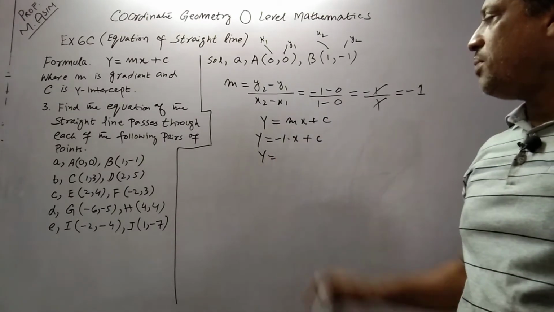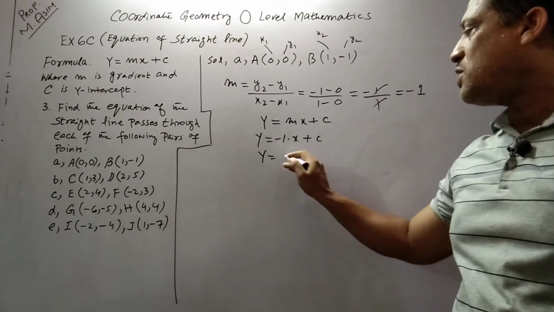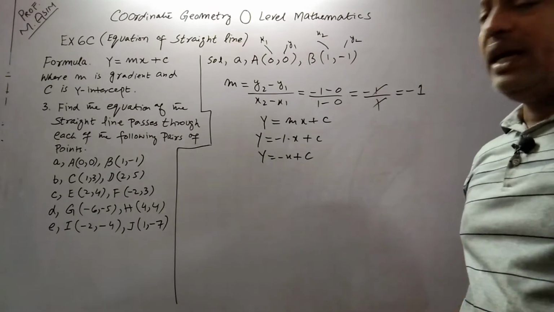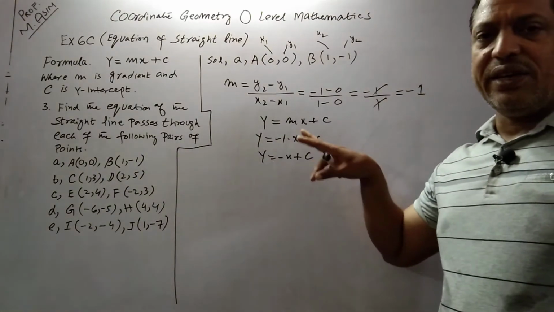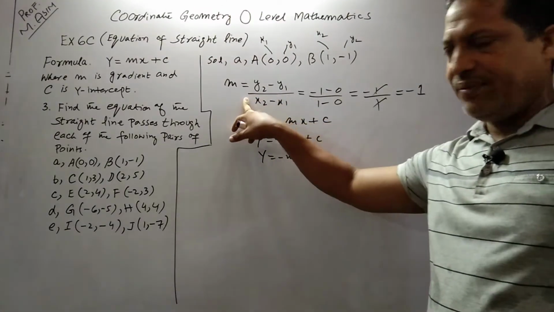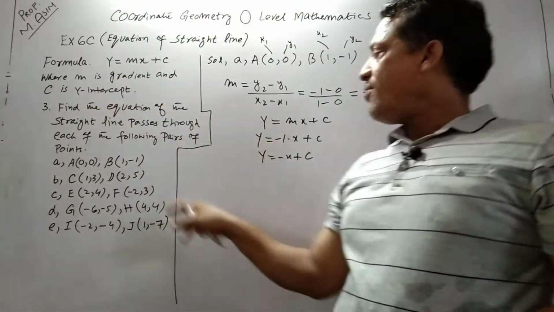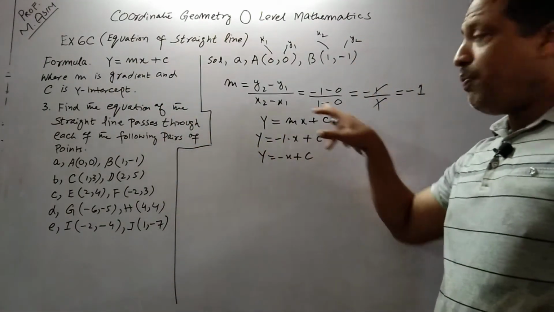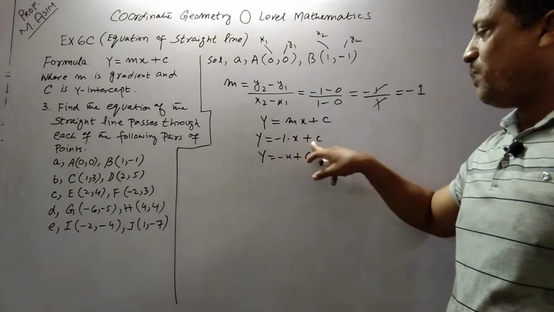You know, something multiplied by 1 is always something. So minus 1 multiplied by x is minus x plus c. This is the first step of finding the equation of a straight line. I repeat again. First find the gradient, minus 1. Second, write down the formula y is equal to mx plus c. Put the value of m which you have already obtained, minus 1 into x plus c.